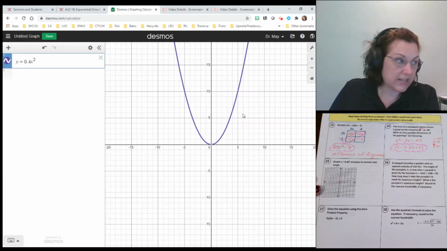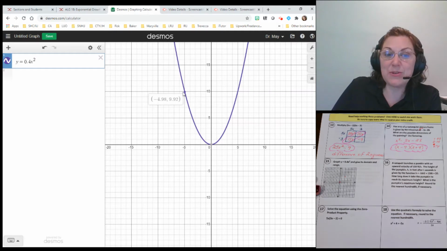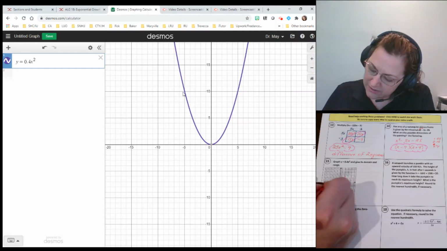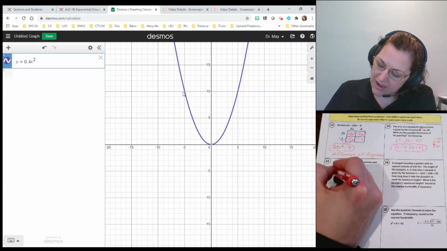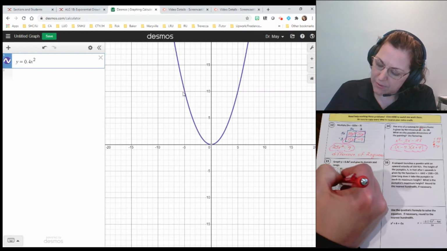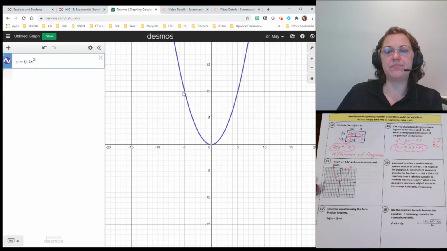Super nice. See if we can get this one. That one's negative almost 5 and almost 10. So negative 5 and almost 10. And then other than that, I just want to draw my general shape. Okay. That's super nice when you can use your Desmos there.